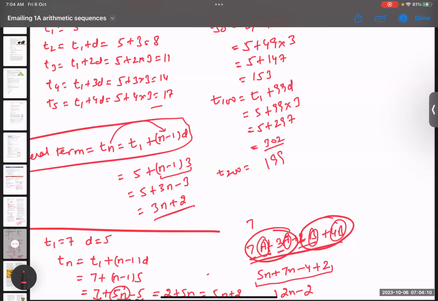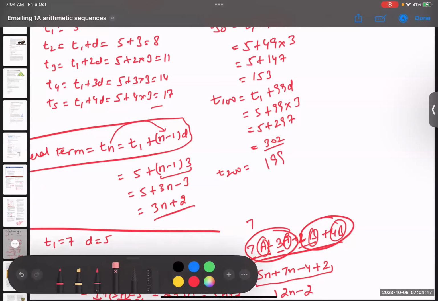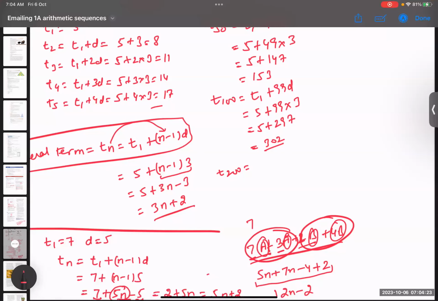What do we have to write? Speak fully and properly. What is T200? Tell me. It's the general term, right?